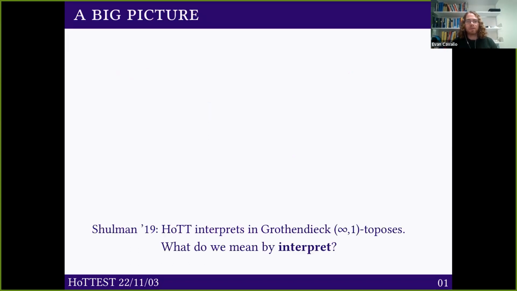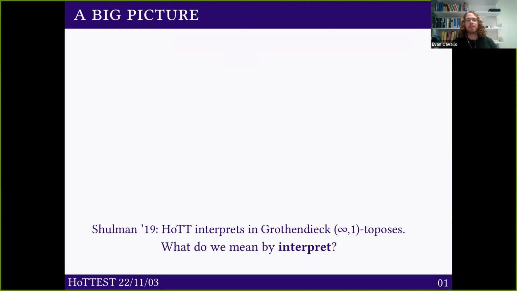So I'd like to start off with one big picture that might help frame things. There's this general expectation that models of homotopy type theory should correspond to some kind of infinity categories. It's not clear exactly what kind that should be, but a recent big step forward towards this is Mike Schulman's proof that we can at least interpret homotopy type theory in any Grothendieck infinity one topos, which is some kind of infinity category.